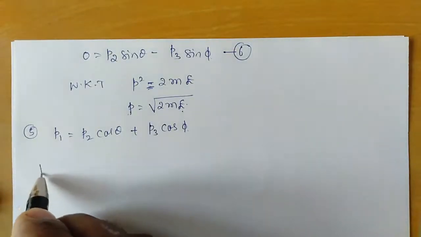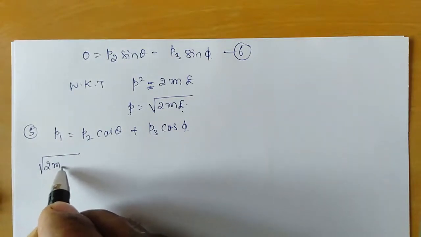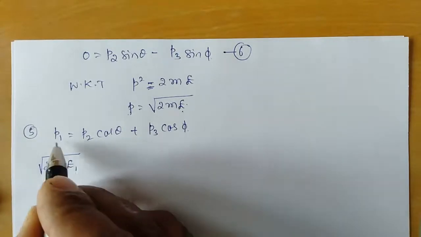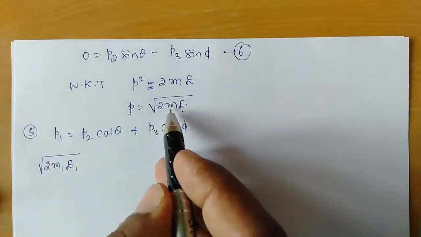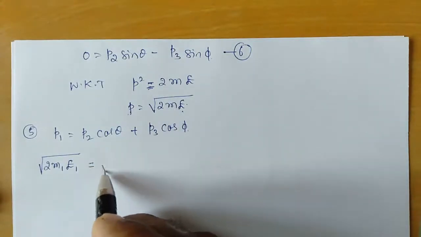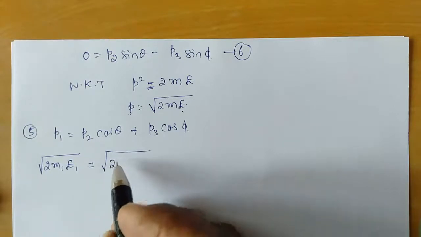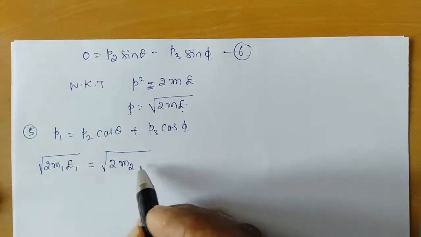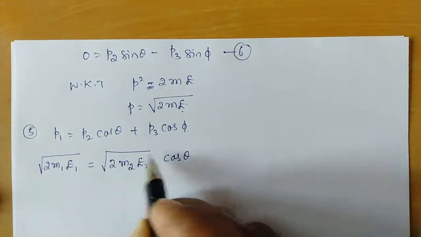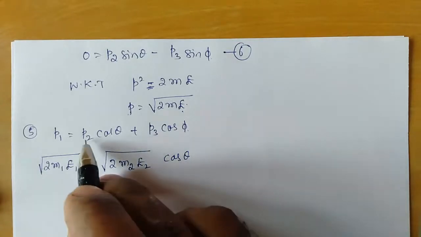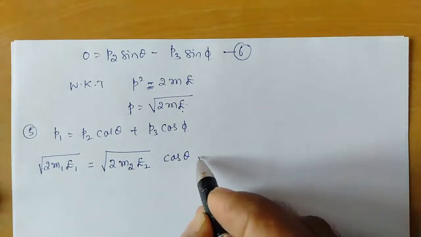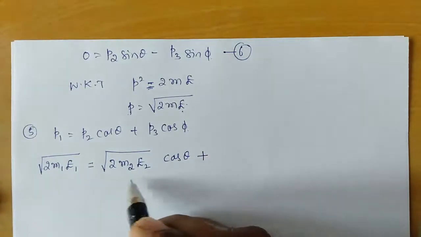Now here I can write the square root of 2 m1, where m1 is the mass of the projectile. So this P1 can be written as the square root of 2 times m1, the mass of the projectile, times its kinetic energy. This is equal to the square root of 2 m2, where m2 is the mass of the ejectile and E2 is its kinetic energy, and don't include this cos theta in the square root. The square root is only for the momentum term. So cos theta is independent of the square root. Writing in a hurry, don't mix this cos theta into the square root.